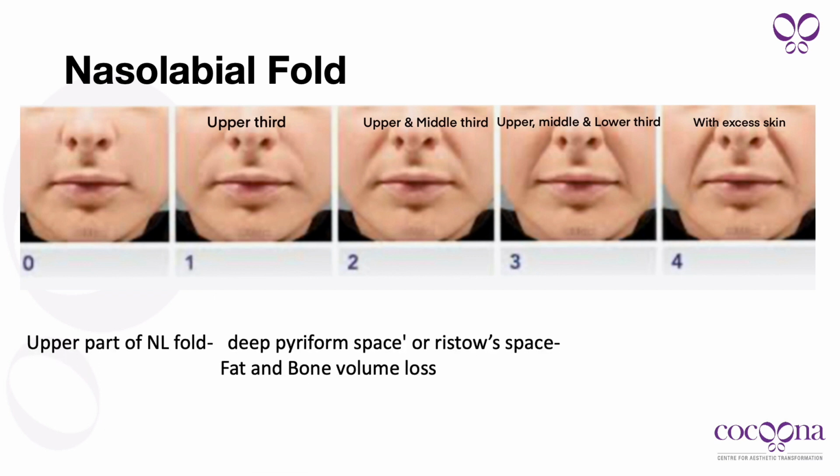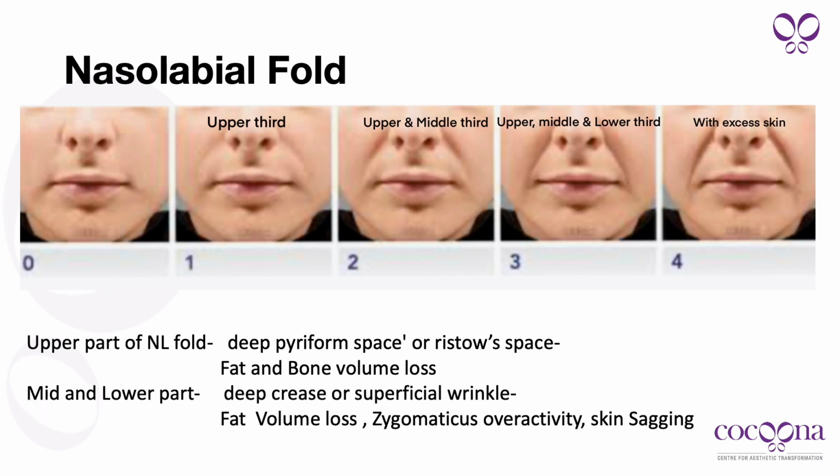So the upper part of the nasolabial fold has a deep piriform space. This is called the restore space, and it occurs because of a combination of fat and bone loss. Whereas the middle and lower part is often a deep crease or a superficial wrinkle. And again, it's a combination of fat volume loss, zygomaticus overactivity as well, and mild skin sagging.